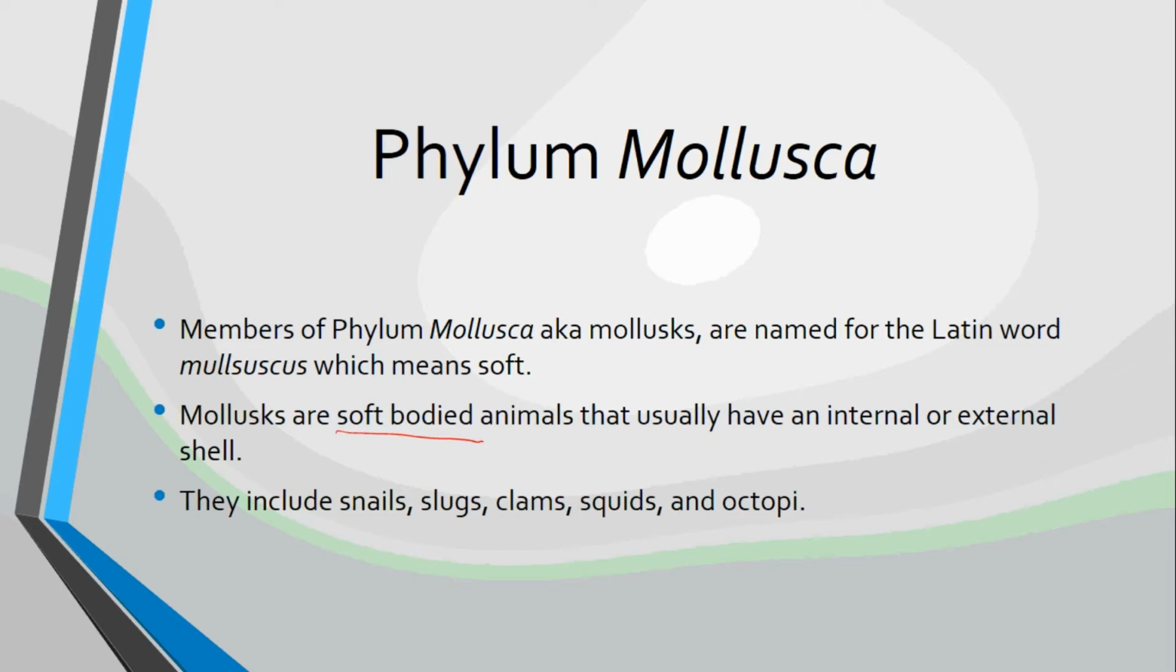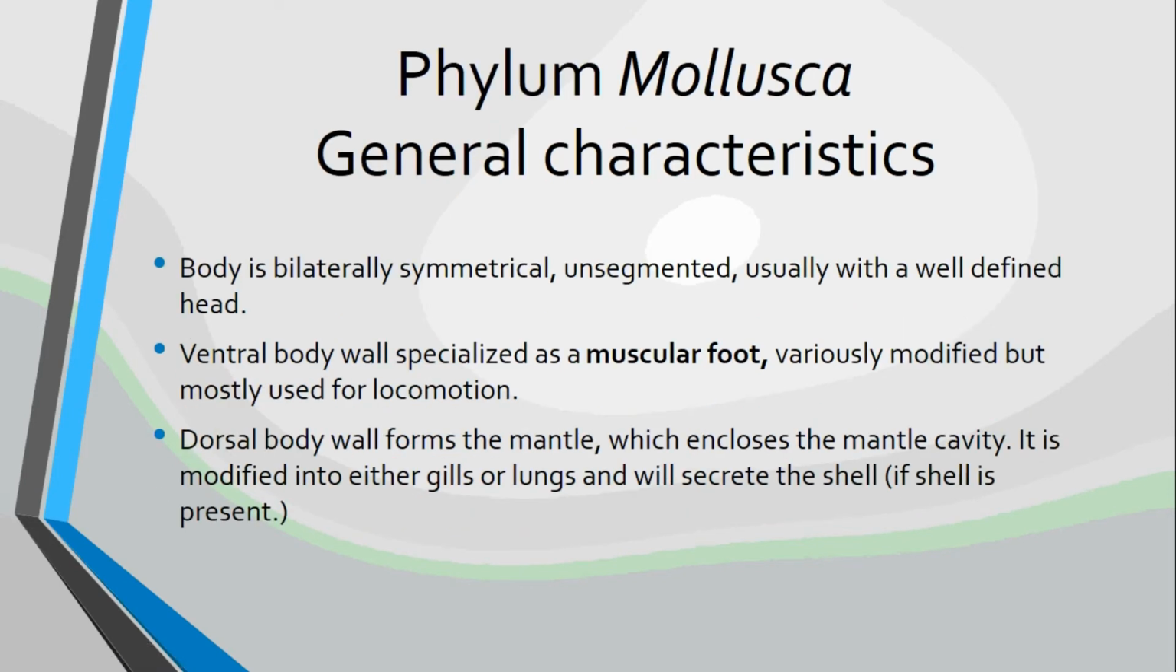Now, there are lots of different kinds of animals that are found in Phylum Mollusca. And just to name a few, of course, we have the snails, we have the slugs, clams, squids, and of course the octopi, which is plural for octopus. So let's go ahead and continue on. We'll talk about some of the general characteristics of Phylum Mollusca.